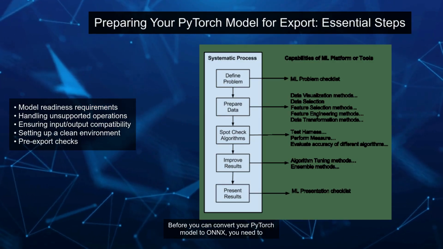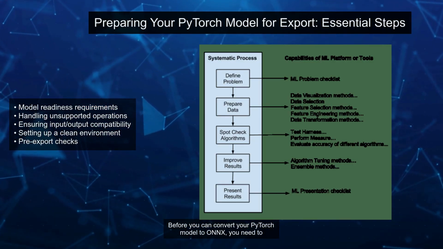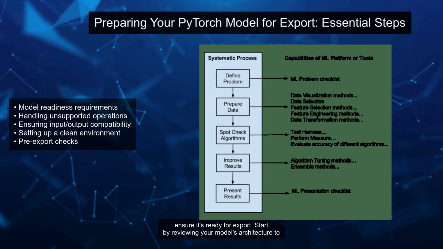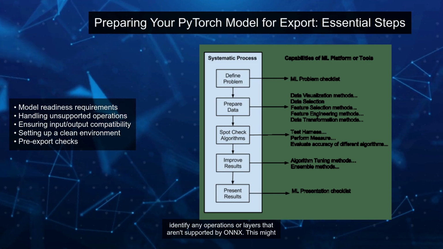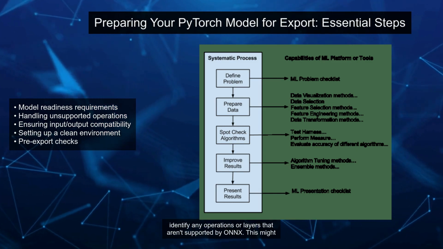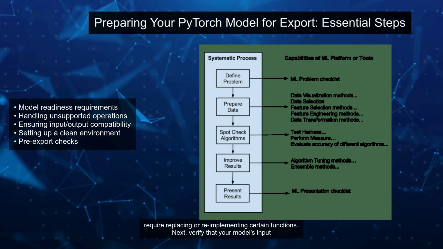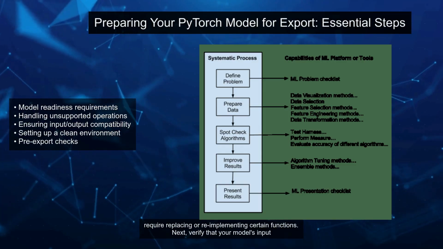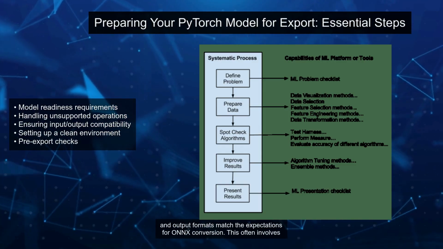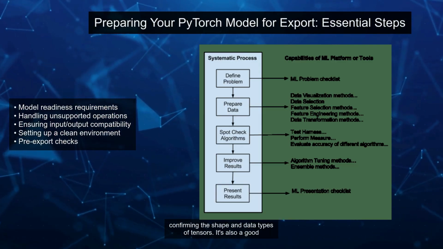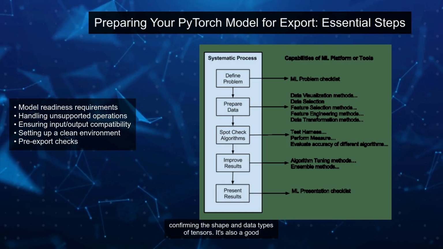Before you can convert your PyTorch model to ONNX, you need to ensure it's ready for export. Start by reviewing your model's architecture to identify any operations or layers that aren't supported by ONNX. This might require replacing or re-implementing certain functions. Next, verify that your model's input and output formats match the expectations for ONNX conversion. This often involves confirming the shape and data types of tensors.